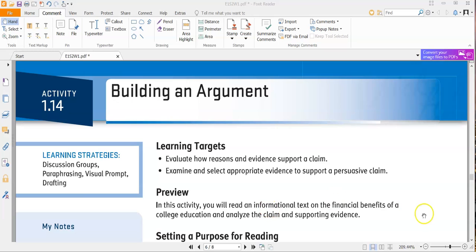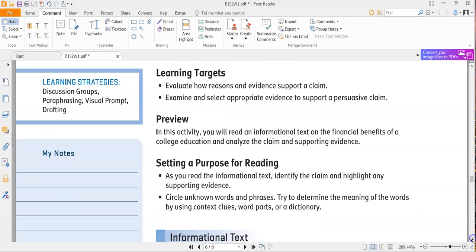So, to begin, let's preview what we're going to do. It says, in this activity, you will read an informational text on the financial benefits of a college education and analyze the claim and supporting evidence. So, setting a purpose for reading. Like I always say, this is the most important part. So I'm going to highlight this because it's going to tell me what I need to be focusing on.